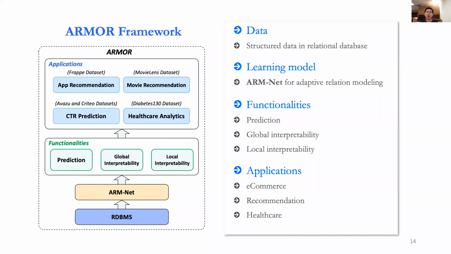In summary, this is the overview of a lightweight analytic framework, ARMOR, based on ARMNet for relational analytics. During model training, ARMNet is trained to model feature interactions in a selective and dynamic manner. Then during model inference, given the input tuple, ARMOR supports key functionalities, including prediction, global interpretation, and local interpretability for various structured data analytics.